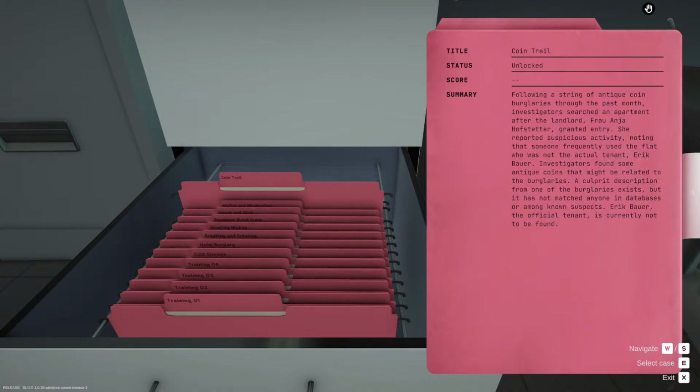Eric Bauer, maybe? Yeah, I'm not too good with these names. Investigators found some antique coins that might be related to the burglaries. A culprit description from one of the burglaries existed, but it has not matched anyone in the database or among suspects. Alright, so Eric, the official tenant, is currently not to be found.